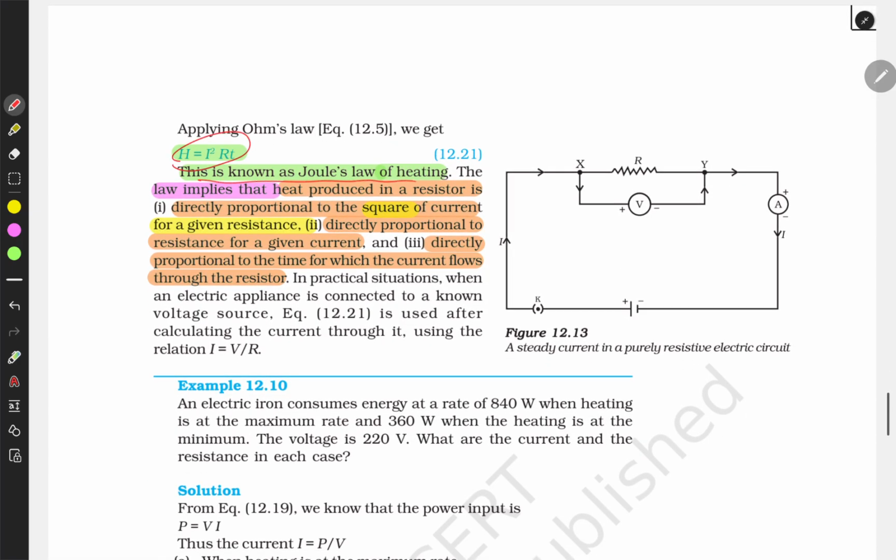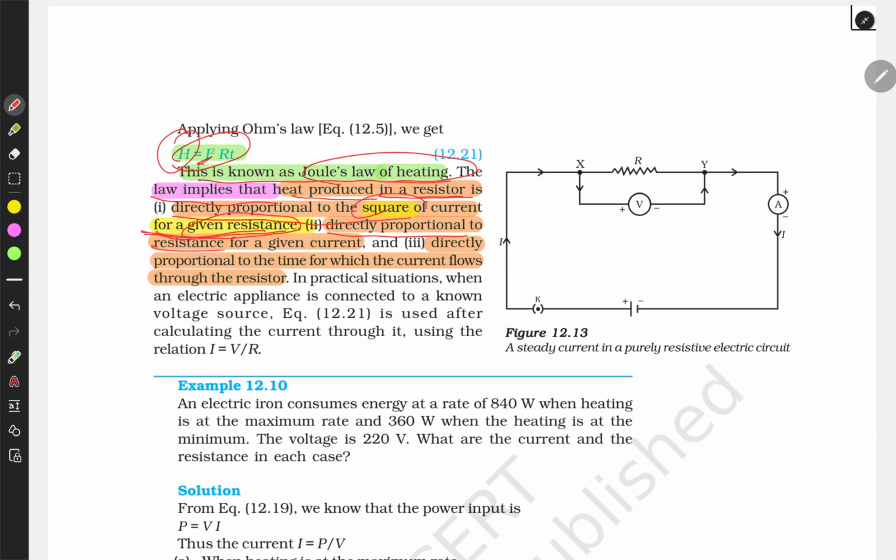So this is a formula. This is known as Joule's law of heating. The law implies that the heat produced in a resistor is directly proportional to the square of the current for a given resistor. So heat is dependent upon the square of the current.